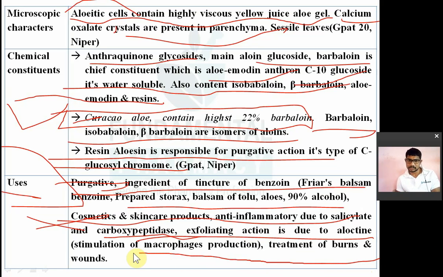To stimulate macrophage production means it has immunomodulatory action. It is used in the treatment of burns and wounds, whatever wounds or burns there are.